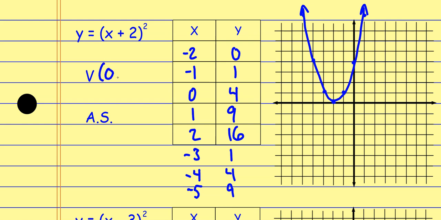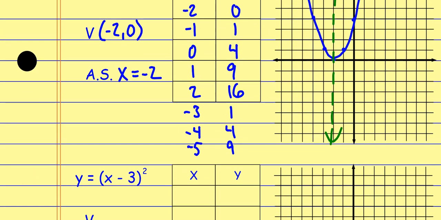And now the vertex is at -2, 0. Which means now the axis of symmetry is at a different place. Watch this. If I cut this thing in half, it's this line right here. Well, that's the line x equals -2. It's the vertical line that goes through -2. Okay? And hopefully you're starting to recognize that there's a relationship between the vertex and the axis of symmetry in terms of the x values. All right? Then how about this guy?